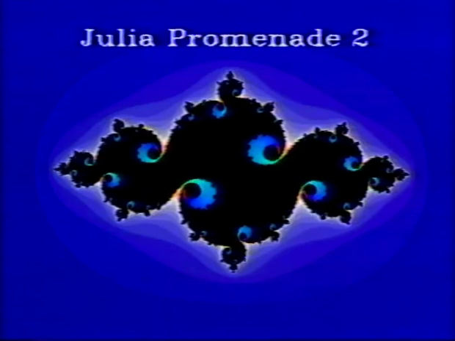This is the second Julia promenade. This time, the path of C is taken just outside of the main cardioid of the Mandelbrot set. This means that C values alternately cross into and out of the black areas of the Mandelbrot set.